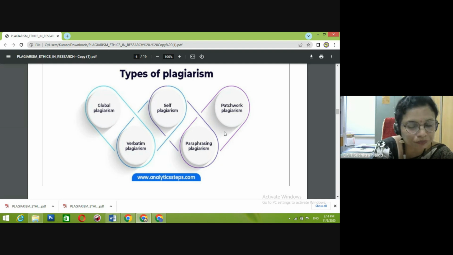Then coming to patchwork plagiarism. Patchwork plagiarism is also known as mosaic, M-O-S-A-I-C, plagiarism. Here the author copies an original work, substituting synonyms and changing sentence structure to make it appear different. Most of the time it is active voice into passive voice. Most of the researchers do this, but it is really not advisable.